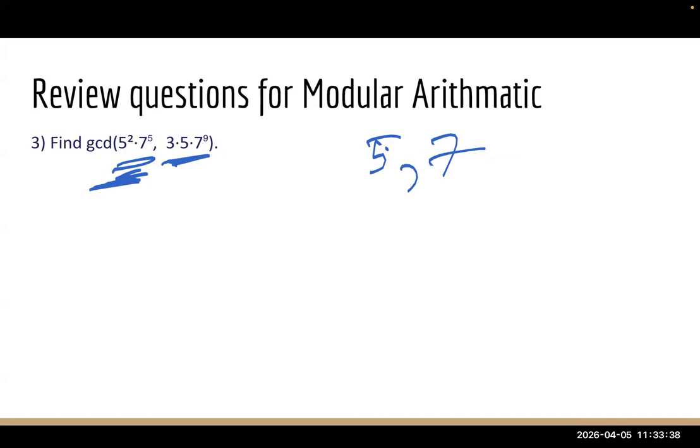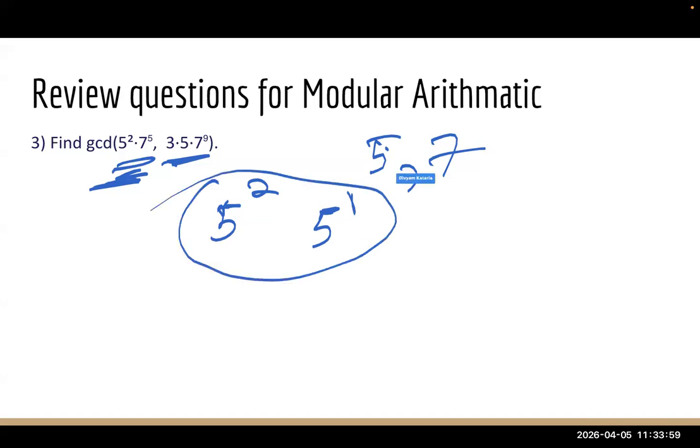Now, what's the highest power of 5? In the first number it's 5 squared, with 7 to the power 5. And in the other number, 3 multiplied by 5 multiplied by 7 to the power 9, it's just 5 to the power 1. We'll take the lowest possible value out of all of these, which is just 5, and we'll write it down.